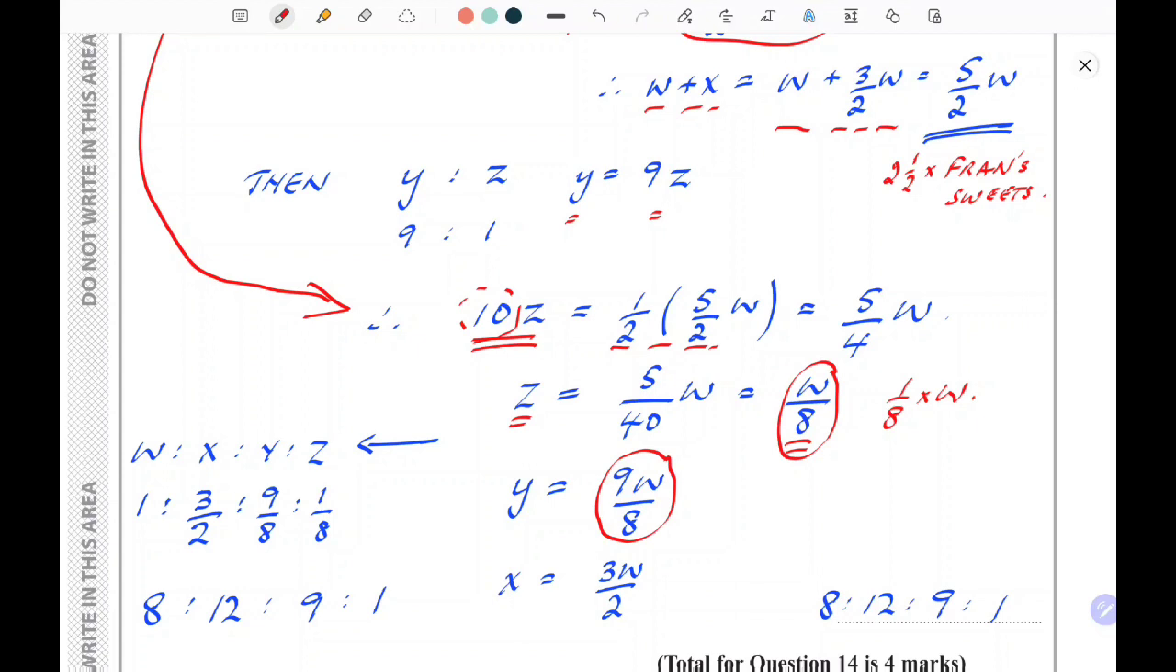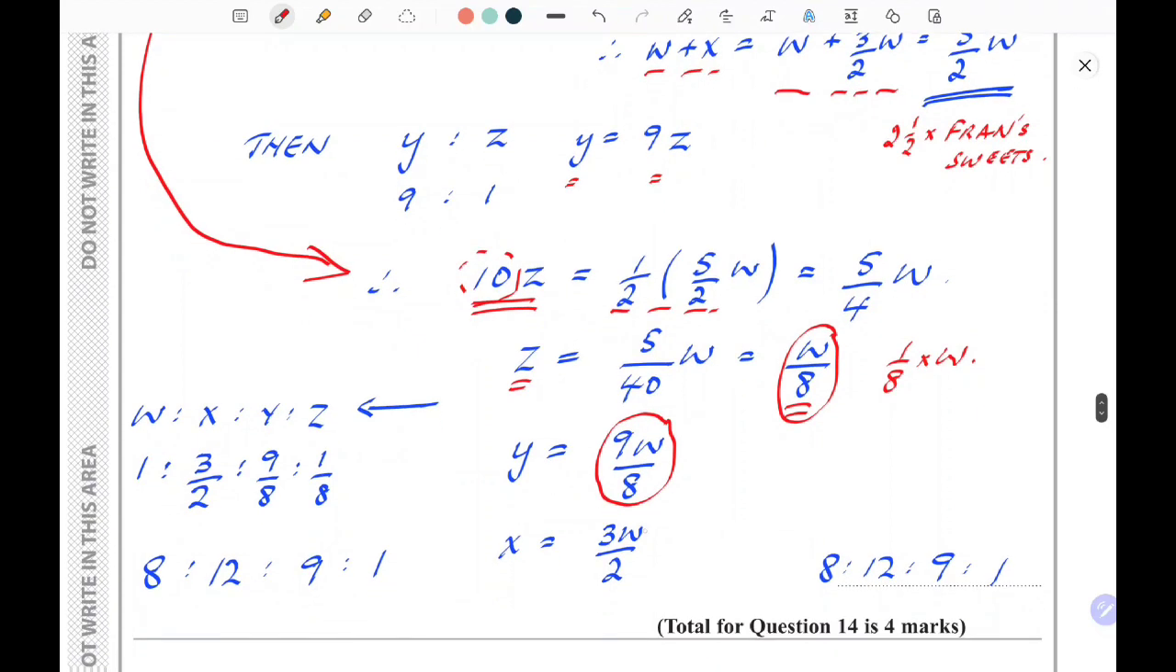X, going back to the beginning, we already know is 3 over 2W, okay? And W is just W, whatever Fran has. So what we've done is taken all of those three and put them in a set of ratios in exactly the fraction form that we found them in. So 1 to 3 over 2 to 9 over 8 to 1 over 8.